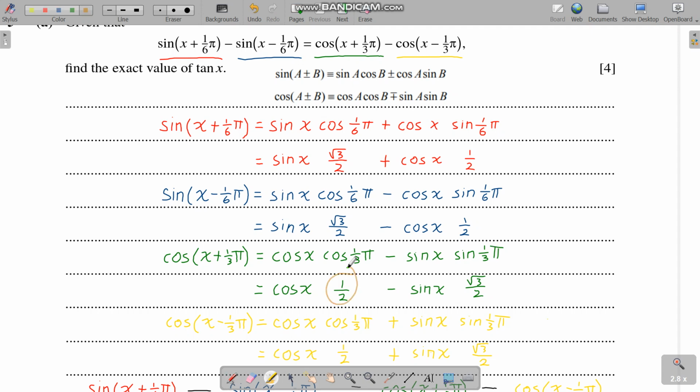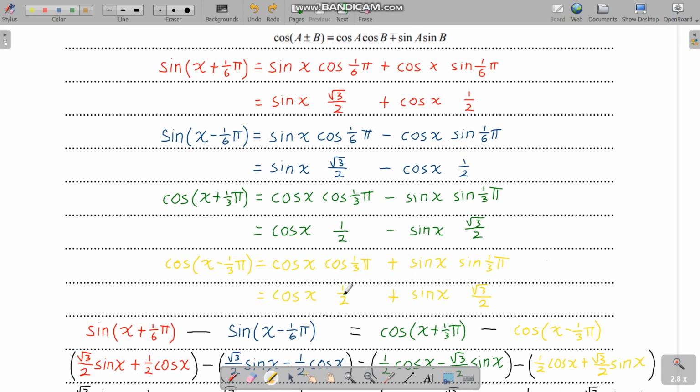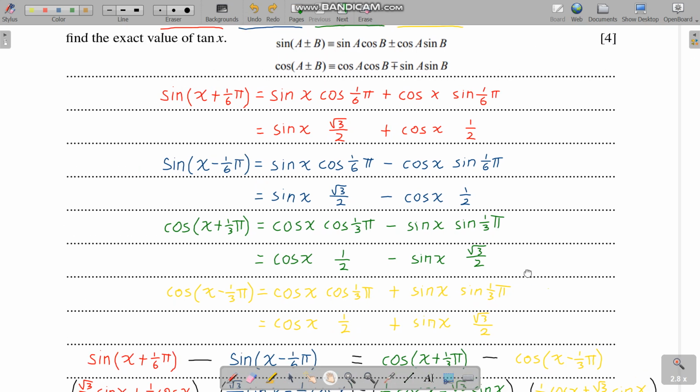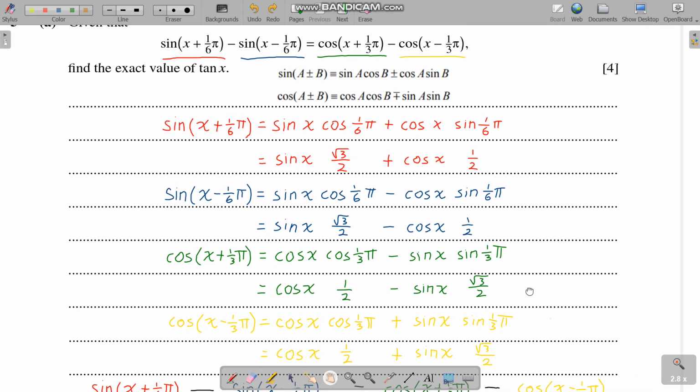So we have 1/2 and root 3 over 2. And for cos minus, we have to use cos cos plus sine sine. So cos minus is cos cos plus sine sine, and then use the calculator again for the cos and sine of pi over 3. You get 1/2 and root 3 over 2. Now we combine everything. So you see we have red minus blue, green minus yellow.